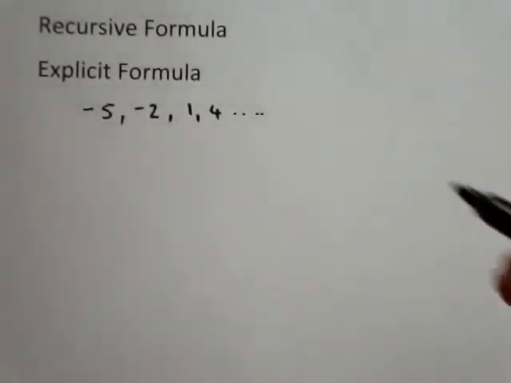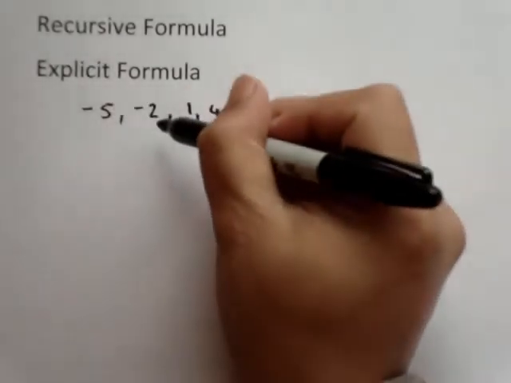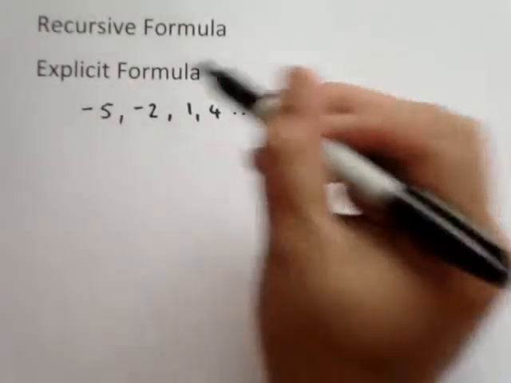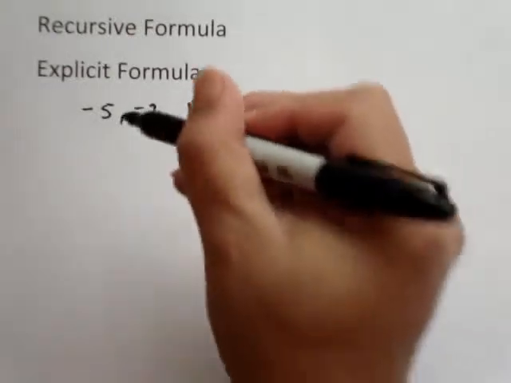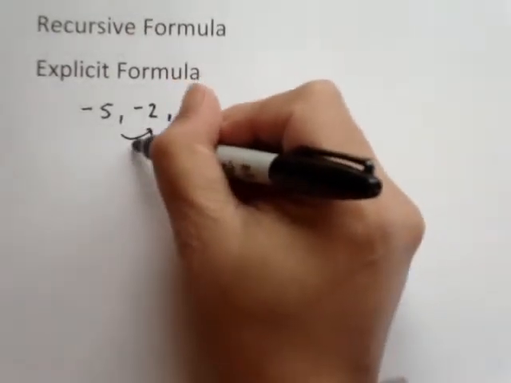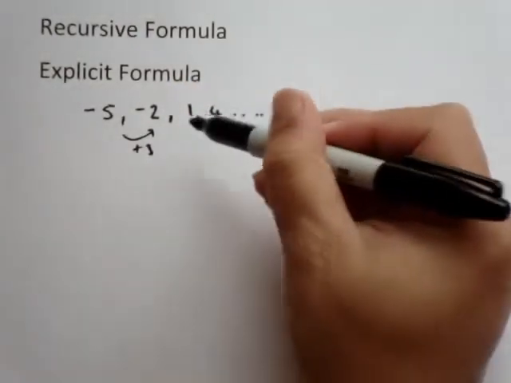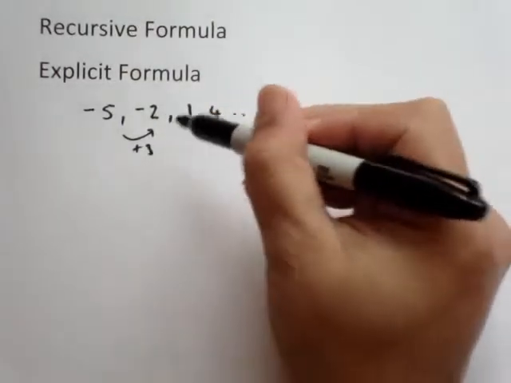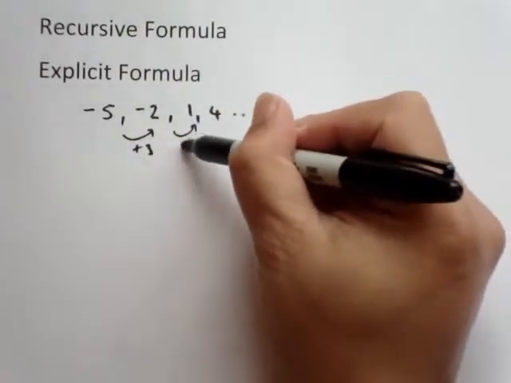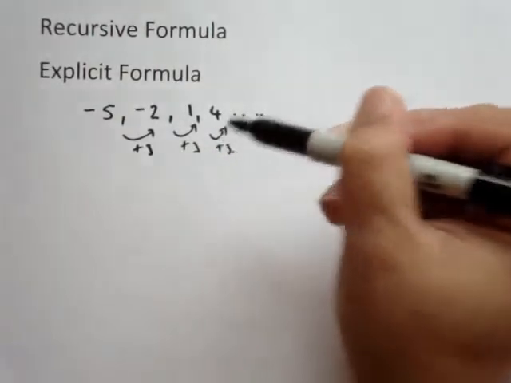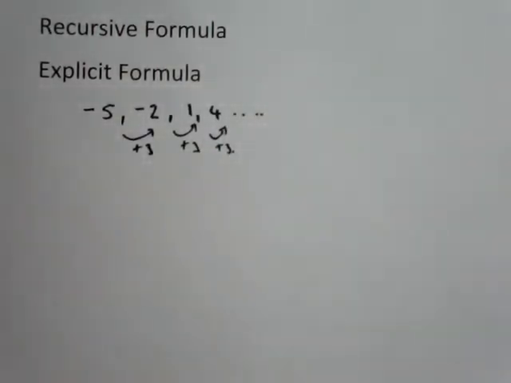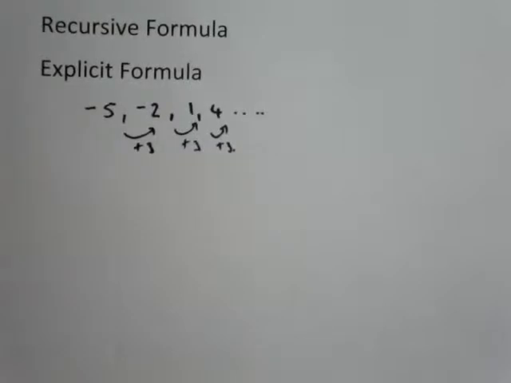First of all, what we would do is find out if it's arithmetic or geometric, and we can do this quite easily like we discussed. So minus 2 minus minus 5 is plus 3. 1 minus minus 2 is plus 3, and then that one is plus 3 also. So we can see that it's clearly an arithmetic sequence.